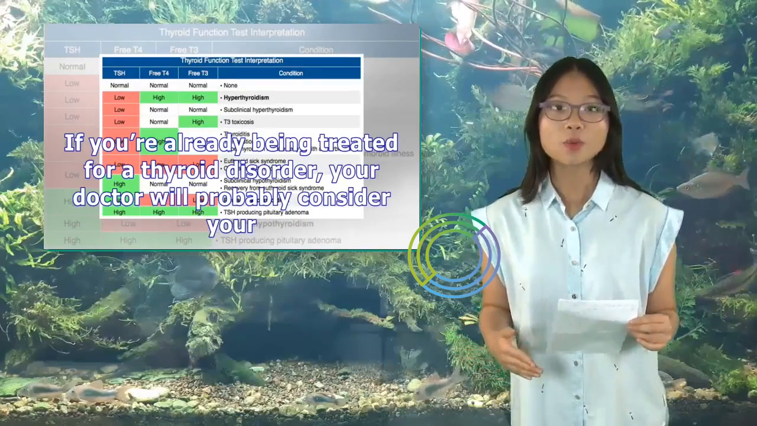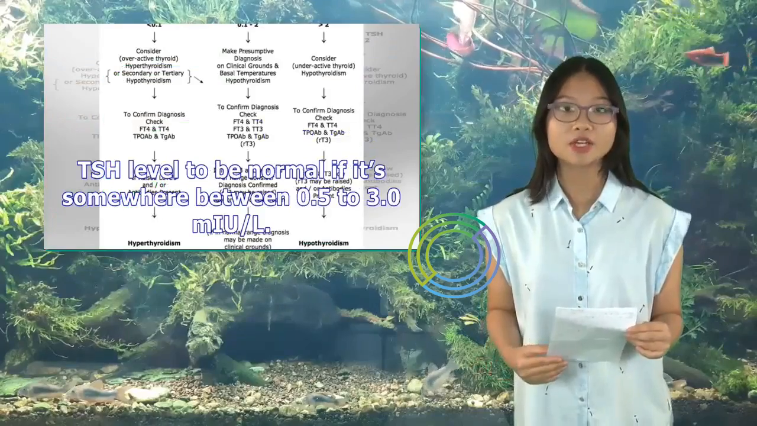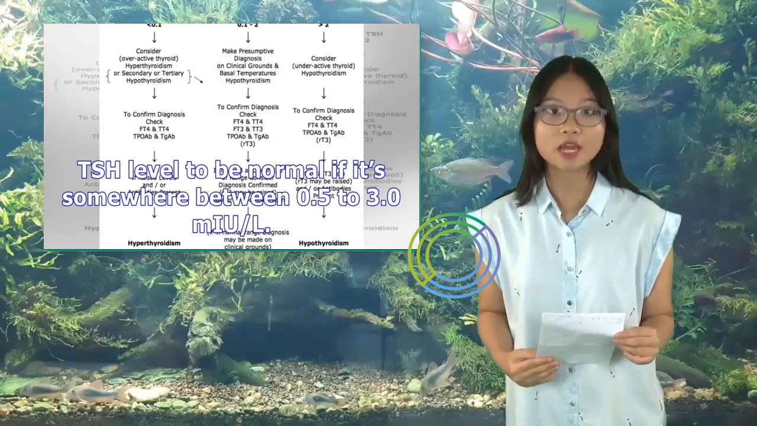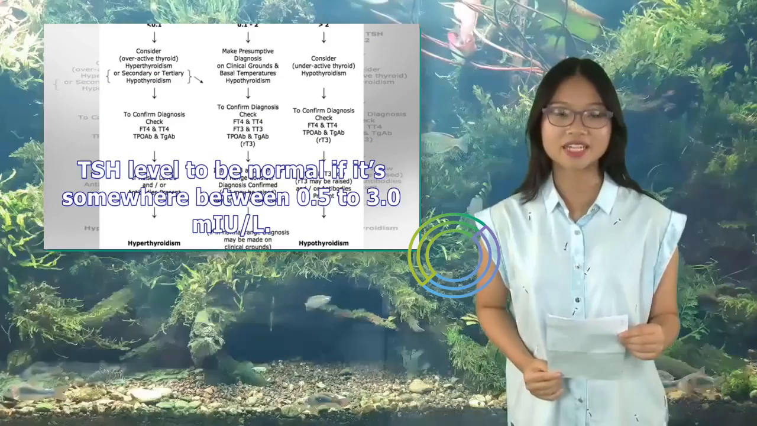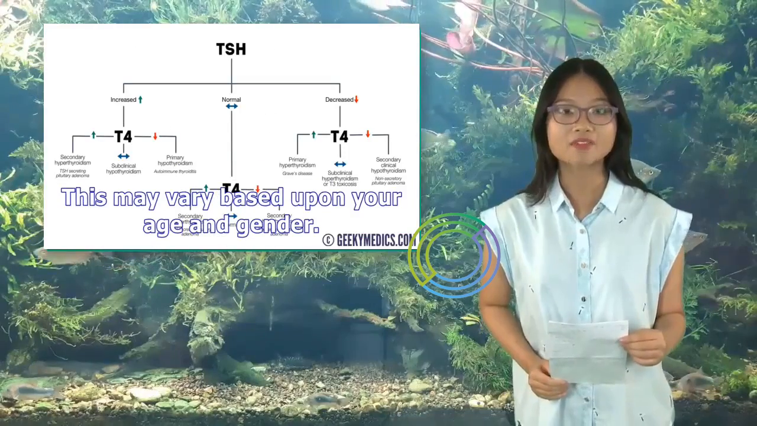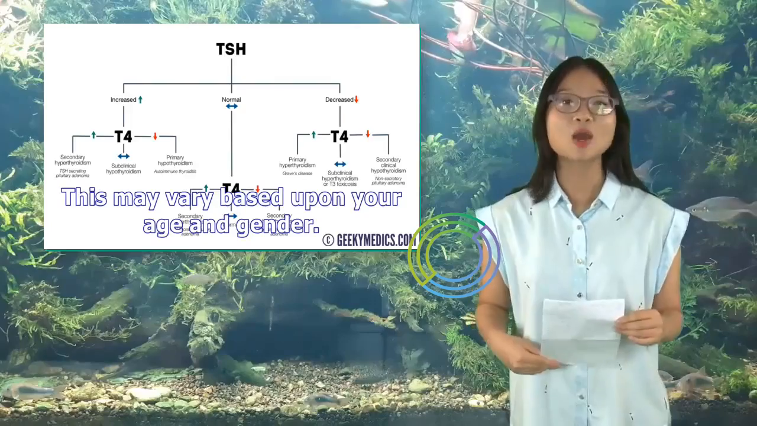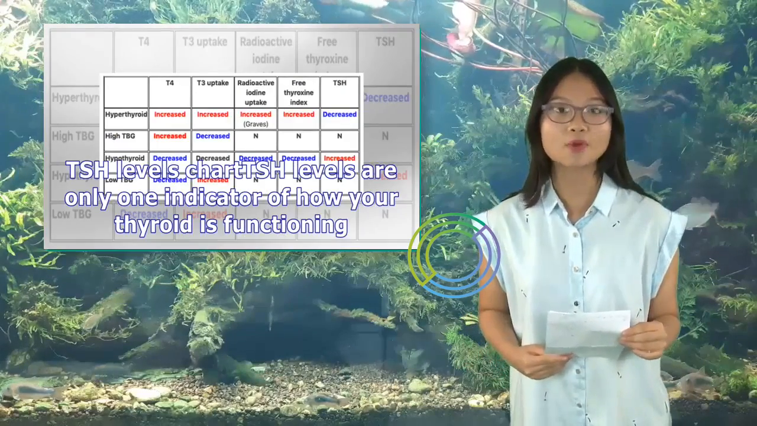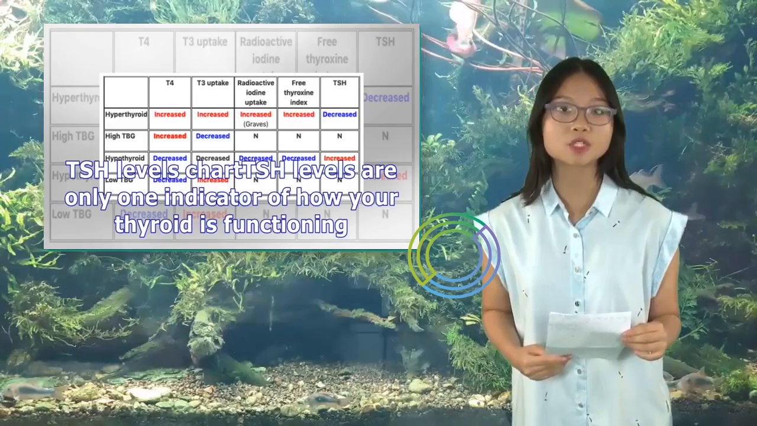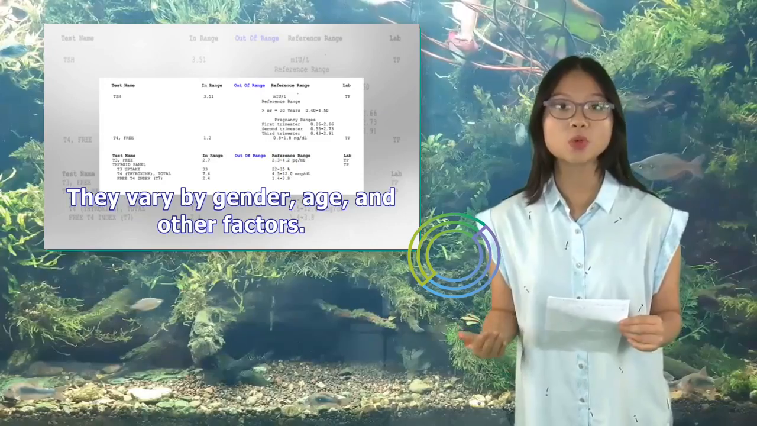If you're already being treated for a thyroid disorder, your doctor will probably consider your TSH level to be normal if it's somewhere between 0.5 to 3.0 μU/L. This may vary based upon your age and gender. TSH levels are only one indicator of how your thyroid is functioning. They vary by gender, age, and other factors.